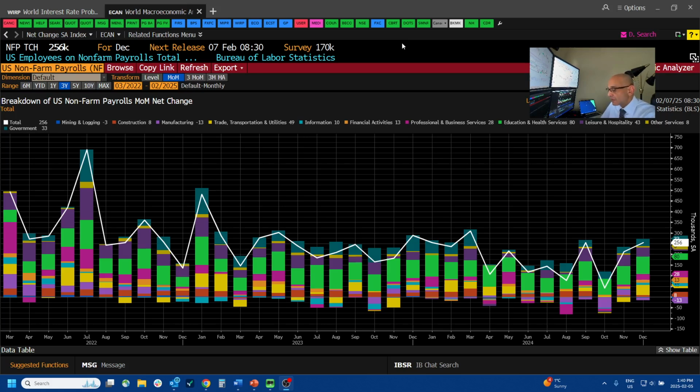According to the economic calendar and the Bloomberg analyst surveys, the forecast is at 170,000 jobs for January, which would keep the numbers within its 2023 and 2024 averages, as we can see on the screen. The breakdown also shows that most sectors remain consistent with their averages.